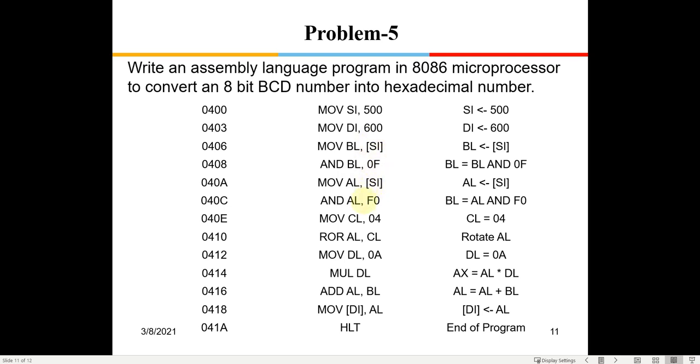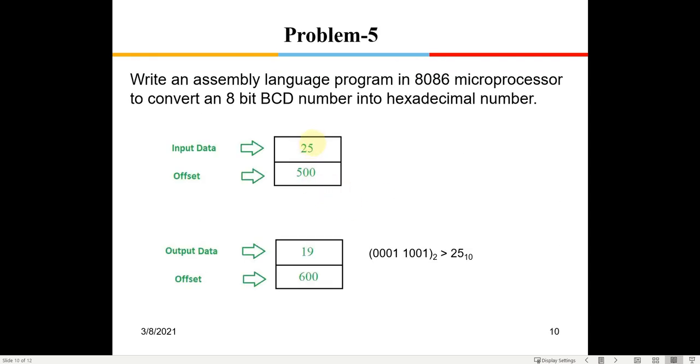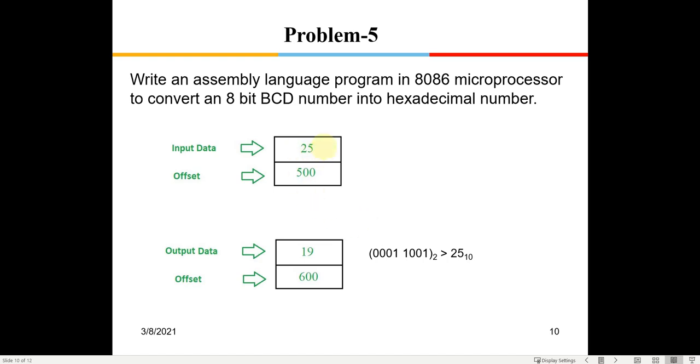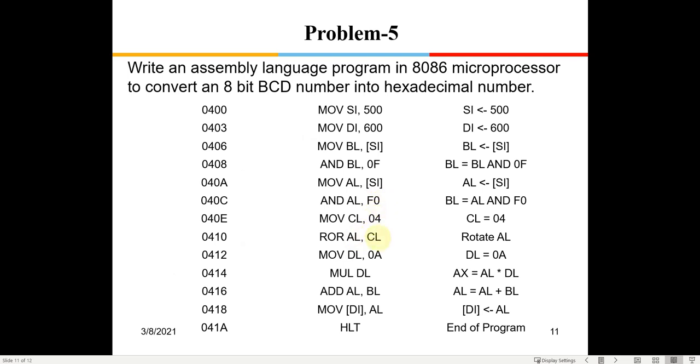Again we are getting the same data here. And now we are doing an AND with F0. In this case, the lower nibble is being masked, that is, we are just masking this 5 out here. We are taking only the data 2 here, right? And then we are doing a rotate operation 4 times, because we have put 4 into CL, so we are going to rotate it 4 times, so that this 2 we are going to get into the lower nibble location. Okay, so we are rotating it 4 times and then multiplying it by 10.